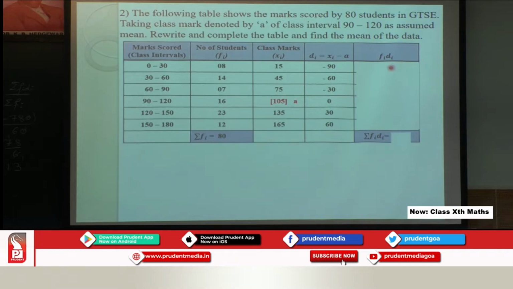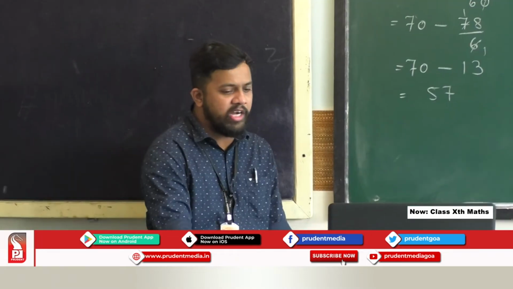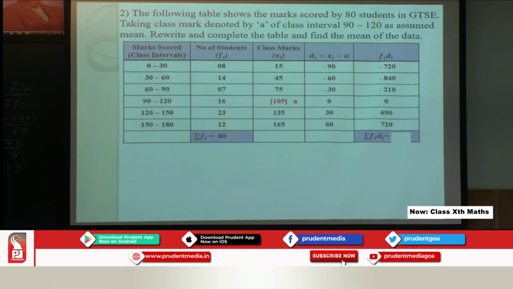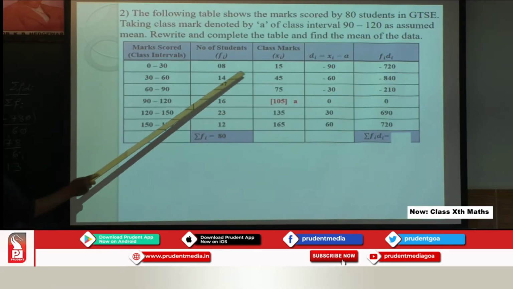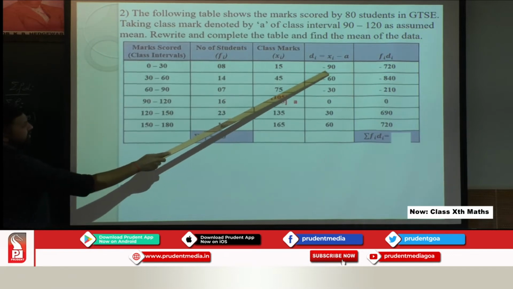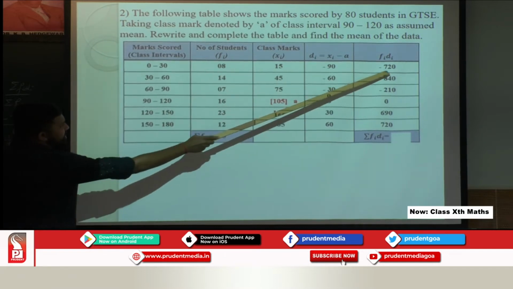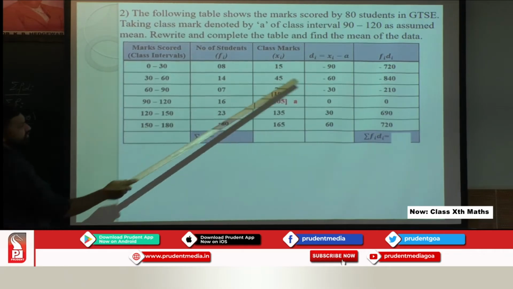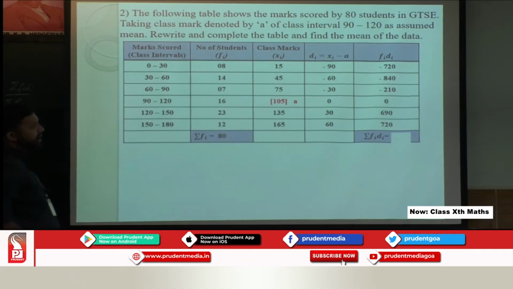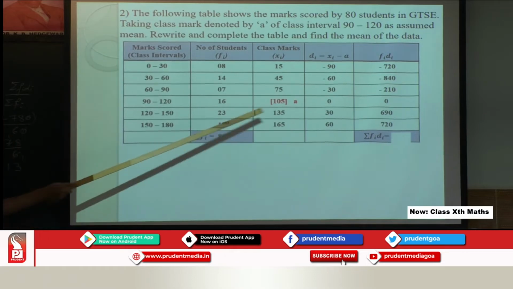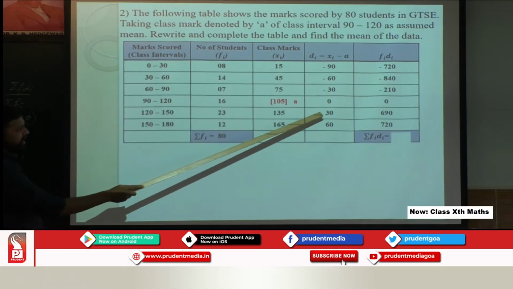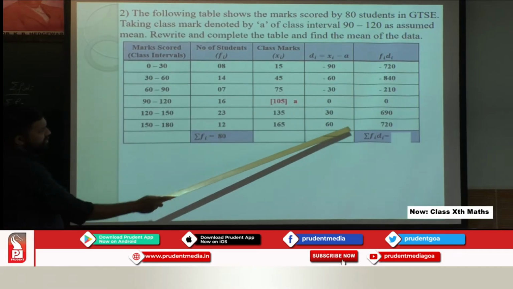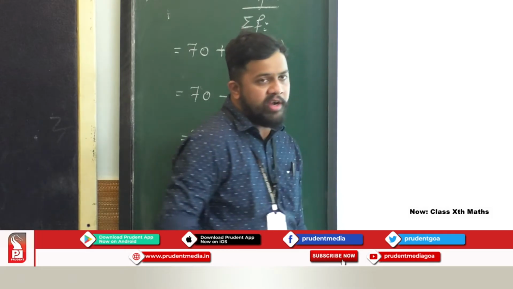What is the next column? fi into di. So let's multiply now. Once you multiply, you will get this answer. You can check. The first one is 8 into 90. 8 9s are 72, that is minus 720. 14 into 60, 14 6s are 84, minus 840. 16 into 0 is 0. 23 into 30, 23 3s are 69, that is 690. And 12 into 60, 12 6s are 72, so 720.